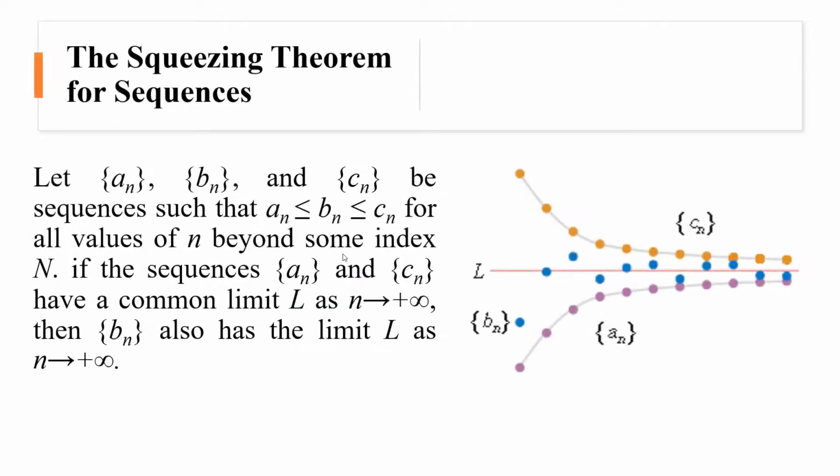So let's have this one. The squeezing theorem for sequences. Let the three sequences be such that the second sequence is greater than or equal to the first sequence, but less than or equal to the third sequence, for all values of n beyond some index. If the sequences a sub n and c sub n have a common limit of L as n approaches positive infinity, then the second sequence, b sub n, also has the limit of L as n approaches positive infinity.